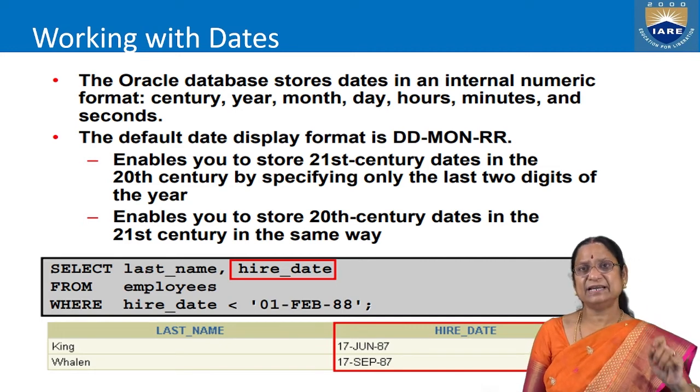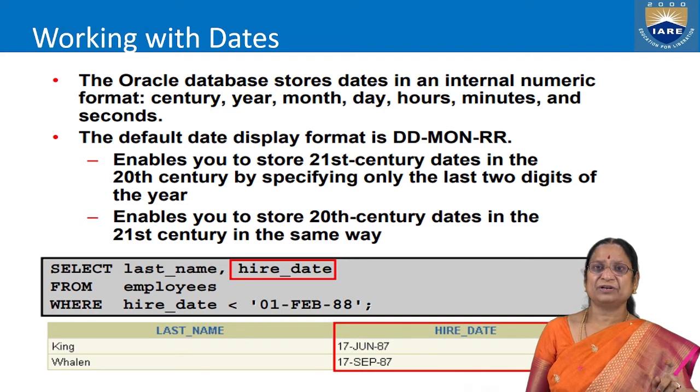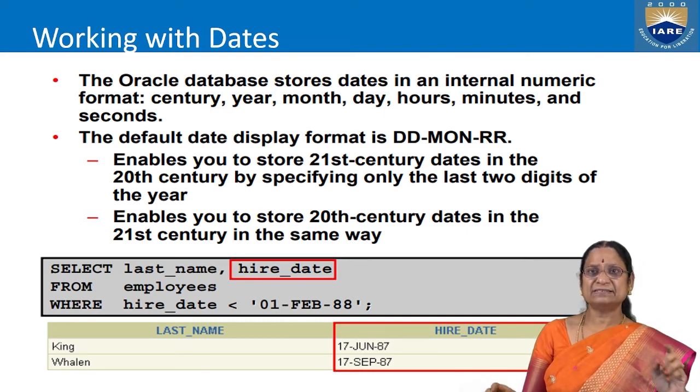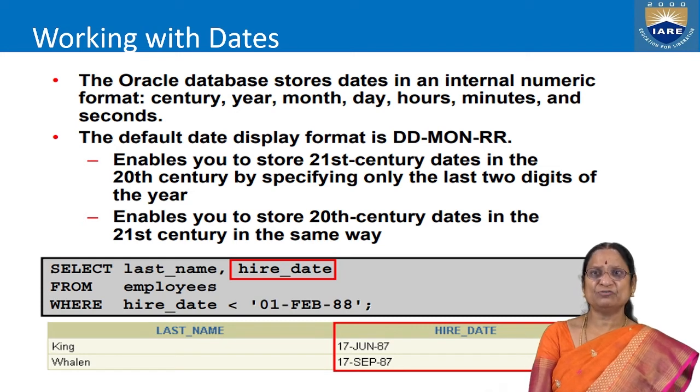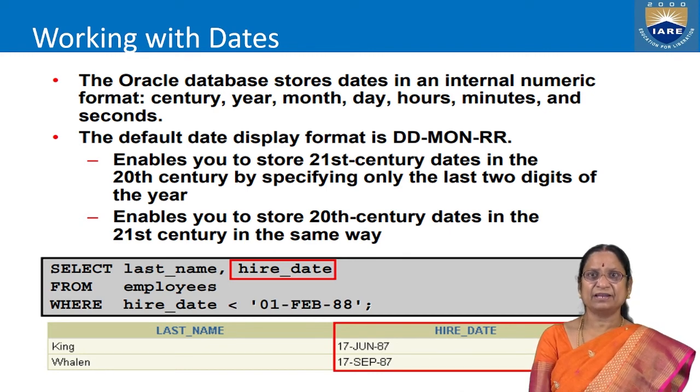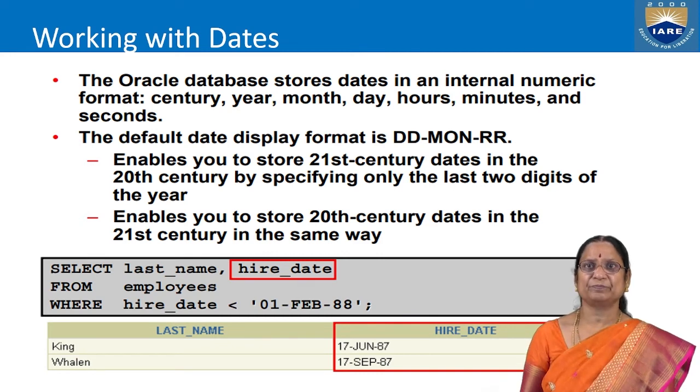And we can use these date values for comparison purposes, arithmetic purposes, etc. For example, to find who joined before 1st February 88, we have the hire date in our table. So: select last name, hire date from employee where hire date is less than. Less than means who joined before.